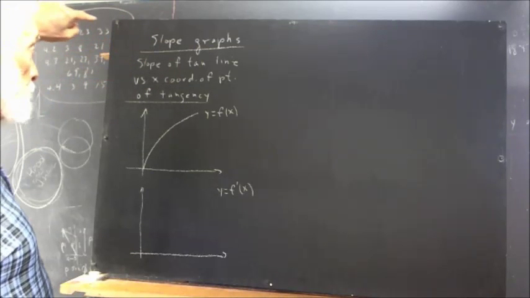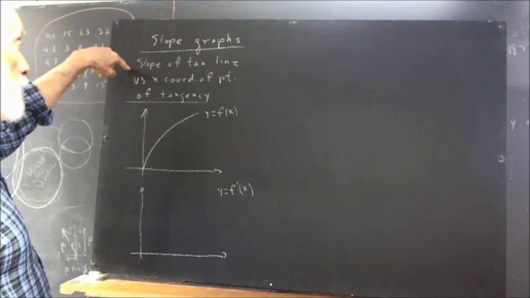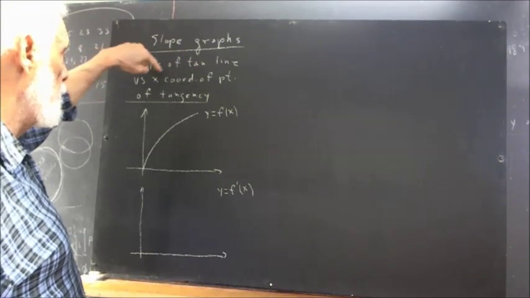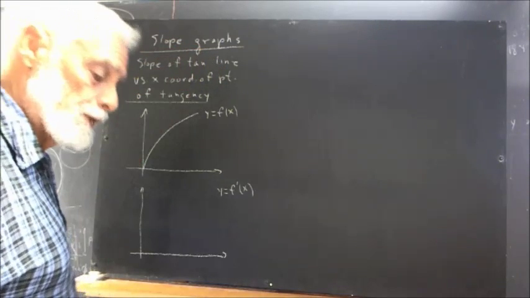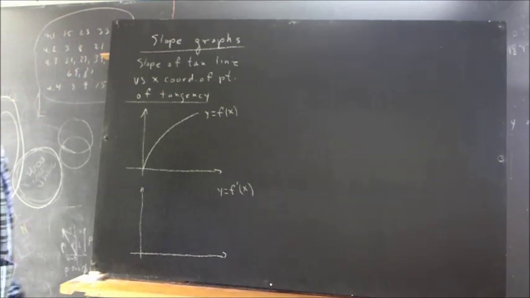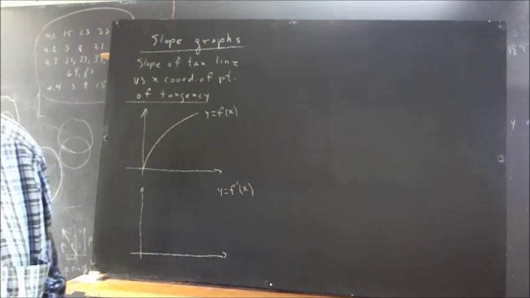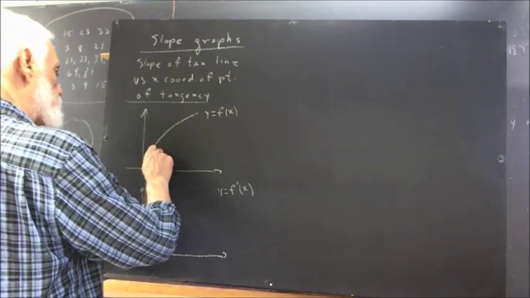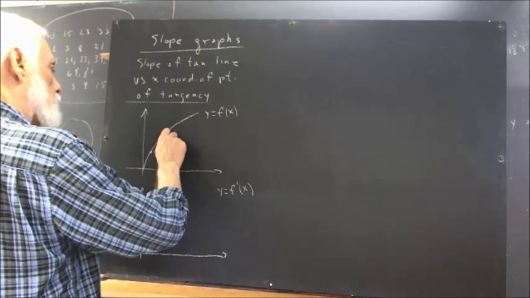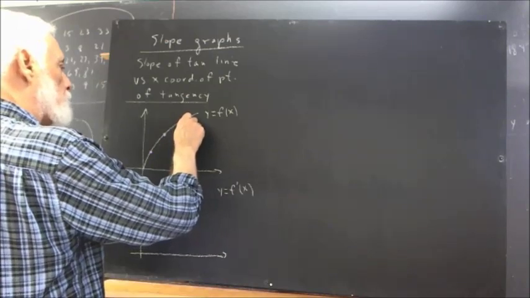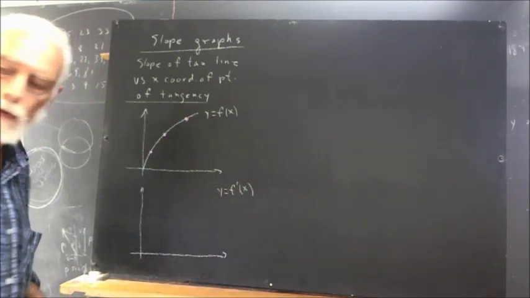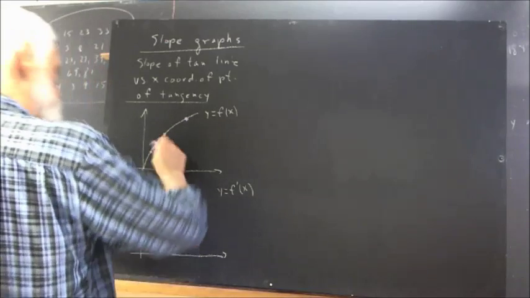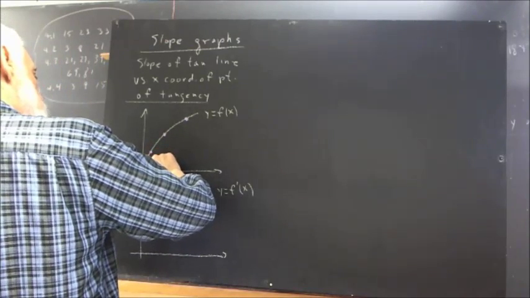definition. First, a slope graph means a graph of the slope of the tangent line versus the x-coordinate of the point of tangency. Now, what do we mean by that? Big old sentence. It just means that we can take, let's say, a few points in this graph. Usually we would use more than 3, but I don't want to take a lot of time here.